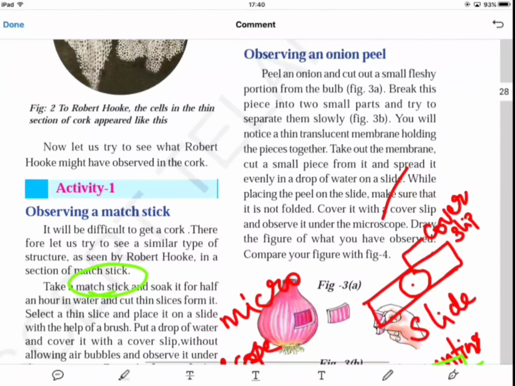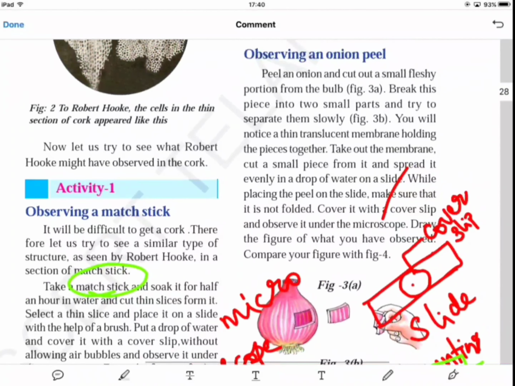Now we have completed this with dead cells, and as we said, dead cells are empty inside. And what about the cells which have life? Now let us try with living cells by taking an onion. Everyone must observe how an onion looks.